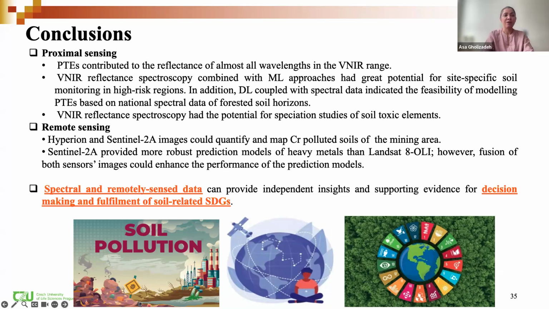Our studies regarding remote sensing concluded that Hyperion and Sentinel-2 images could quantify and map chromium polluted soils of the mining area. Also, we found that Sentinel-2 provided more robust and promising prediction models of heavy metals than Landsat 8. Although when we combined and integrated both sensors' images, it could enhance the performance of the prediction models. And finally, we concluded that spectral and remotely sensed data can provide independent insight and supporting evidence for decision-making and fulfillment of the soil-related SDGs.